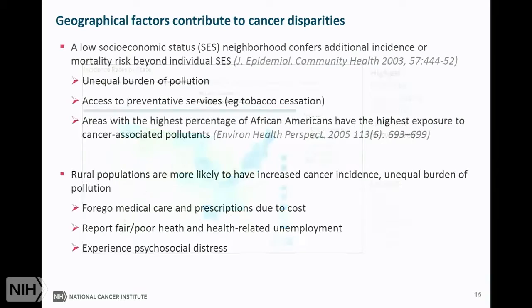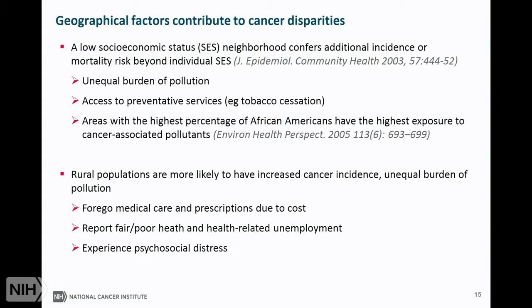So why does it matter, and how could it matter? Well, you could give an entire talk just on how socioeconomic status contributes to disparities, but it's a hugely important factor. We know, for example, that a low socioeconomic status neighborhood, in addition to itself being a risk factor for many types of cancer, including lung, also confers an additional incidence and mortality risk beyond an individual's socioeconomic status.